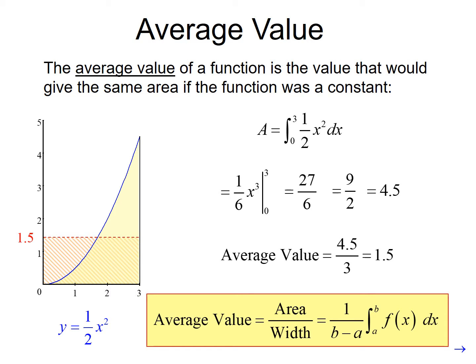And if you want to relate this to what you already know about average value, if we want to find the average of some set of numbers, we add up all the numbers and divide by how many we have. The integral is adding everything up, and we're dividing by the width.